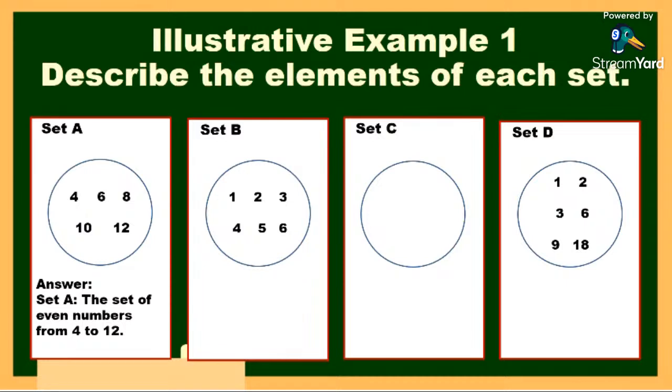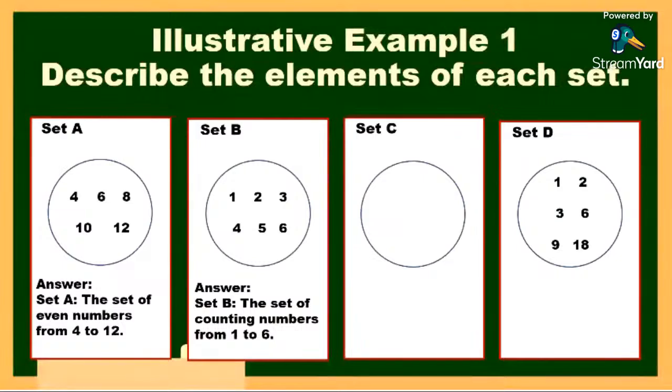Now, proceed tayo kay set B. Okay, we have the elements of 1, 2, 3, 4, 5, and 6. At lahat ng elements na ibinigay kay set B ay counting numbers. So, nagsimula siya kay 1 and nag-end siya kay 6. So, ang ating definition na ibibigay kay set B ay set B is the set of counting numbers from 1 to 6. So, nagsimula kay 1 at nagtapos kay 6. Kaya siya set of counting numbers from 1 to 6.